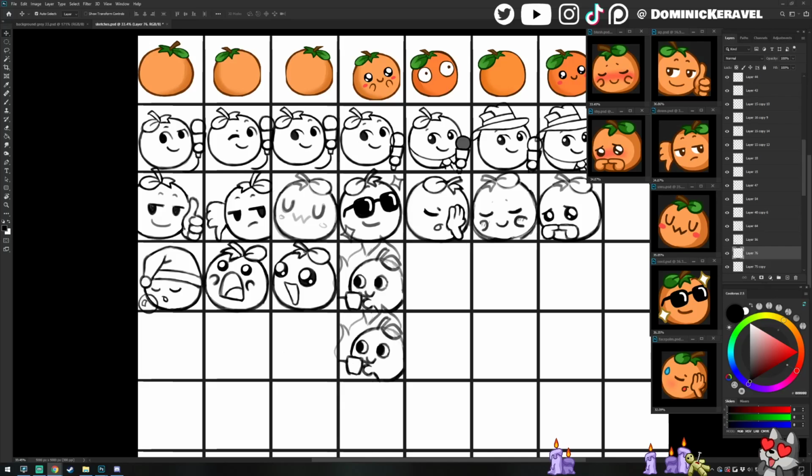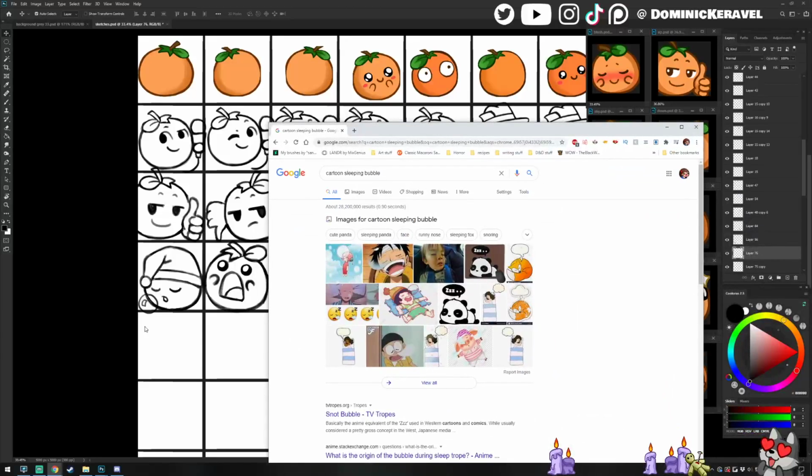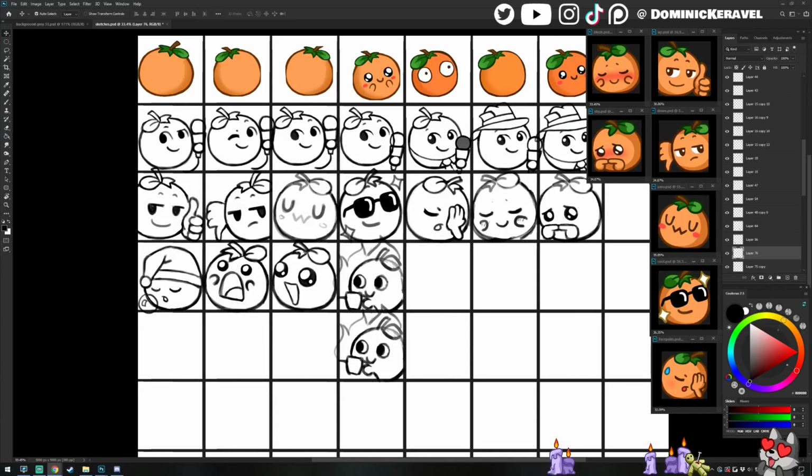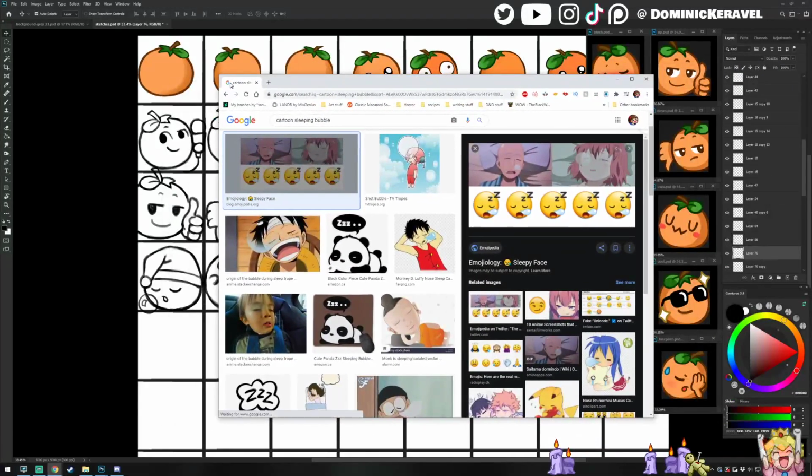Oh, there's one with One Piece. Wait. Why is that a thing? Now that I'm thinking more about it, what the fuck is a sleeping bubble? Why do they have a bubble coming out of their nose? Why is it a normal thing? Oh my gosh, this baby has a sleeping bubble. It's gross.